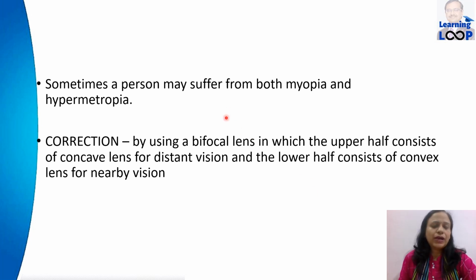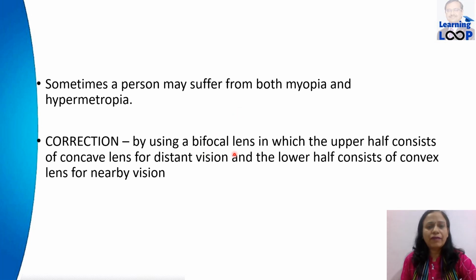Now, at times what happens is that a person may suffer from both myopia and hypermetropia. There is no name given to this defect. Often I have seen some people confusing it with presbyopia, but no, we don't call it presbyopia. Please keep that in your mind. It doesn't have any name. It is a combination of both myopia and hypermetropia, and it can be corrected by using a bifocal lens.